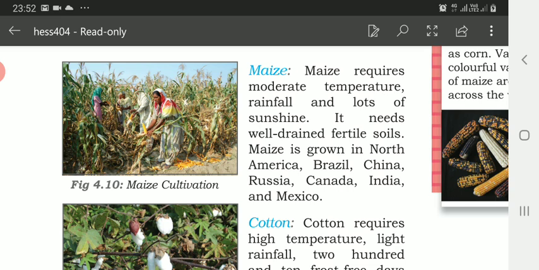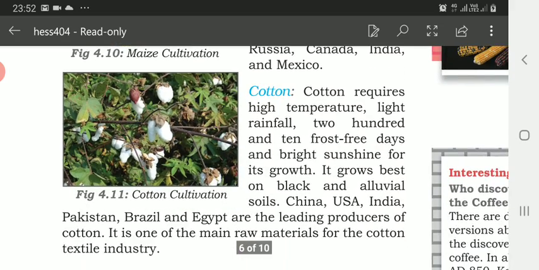Now where is this crop grown properly? These crops are grown in countries like North America, Brazil, China, Russia, Canada, India, and Mexico.